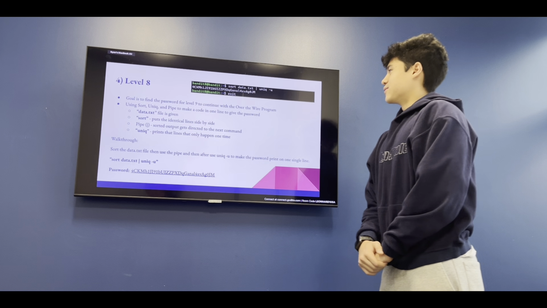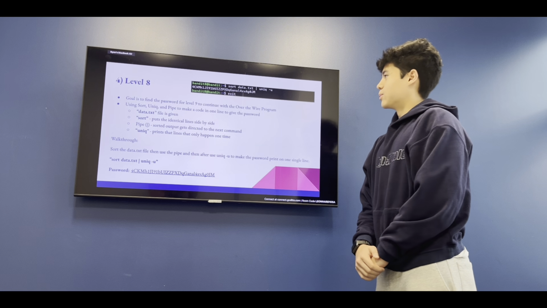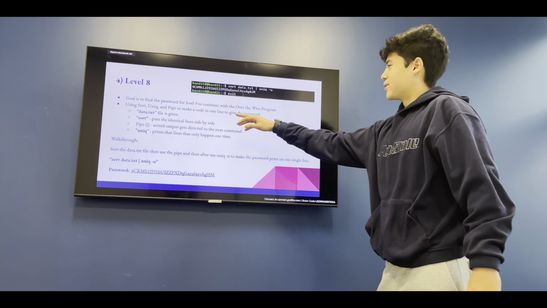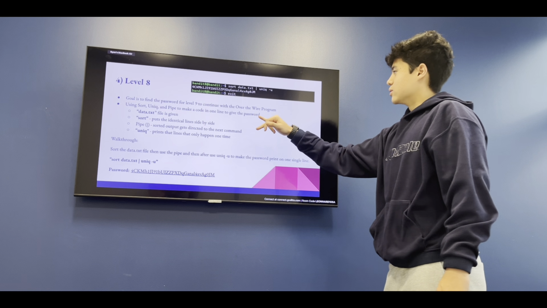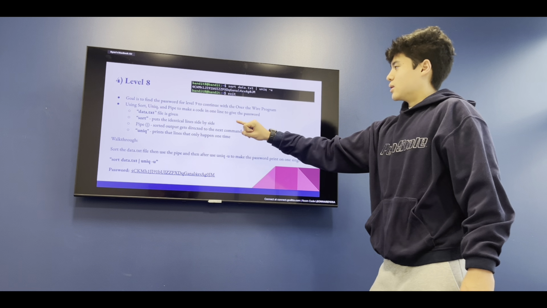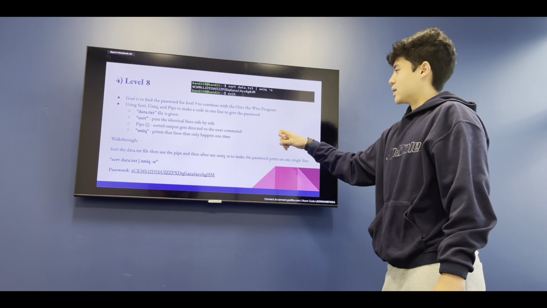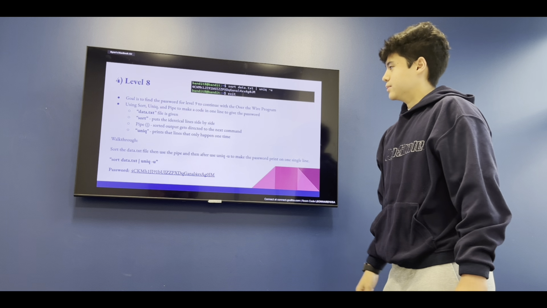The goal was to find the password for level 9 and to continue with the Over the Wire program. First, use the data.txt file that was given. Then it sorted it, which puts the identical lines side by side. Then using the pipe, the sorted output gets directed to the next command, and then uniq prints the line that only happens one time.